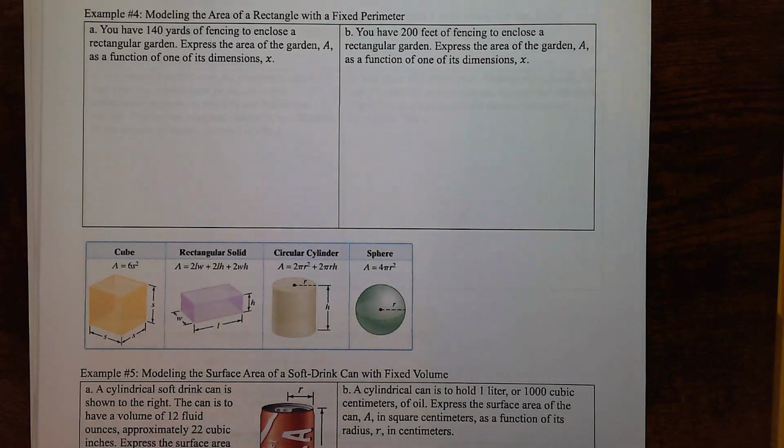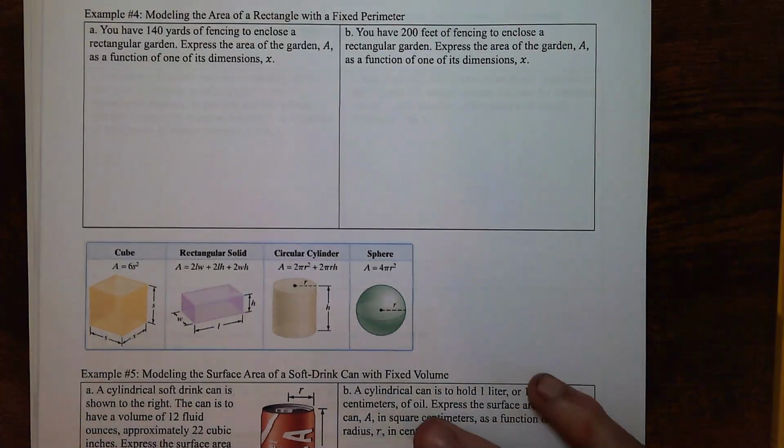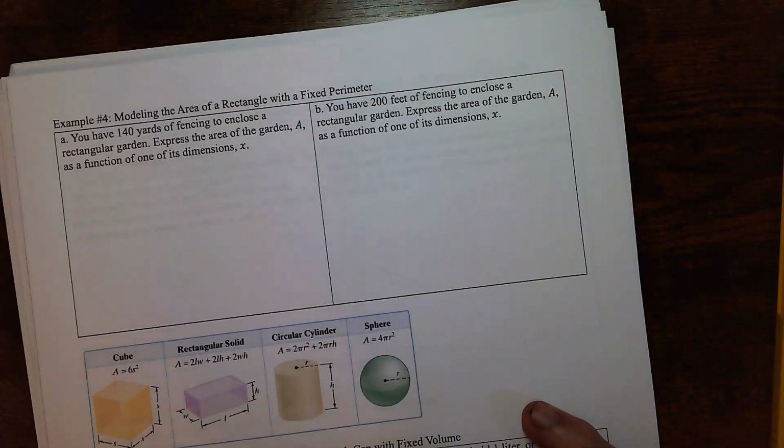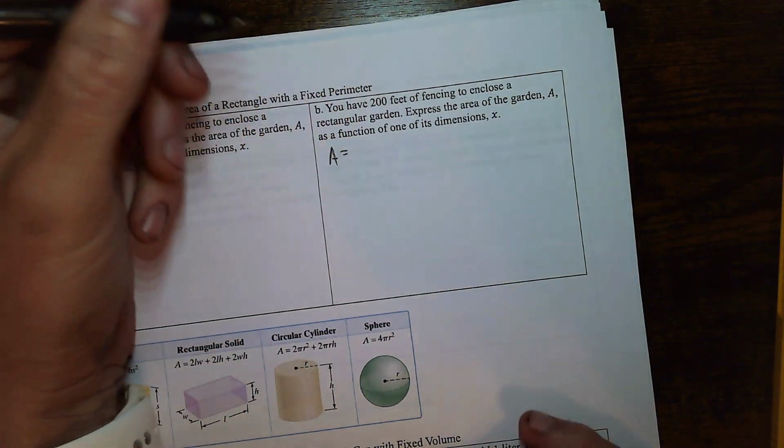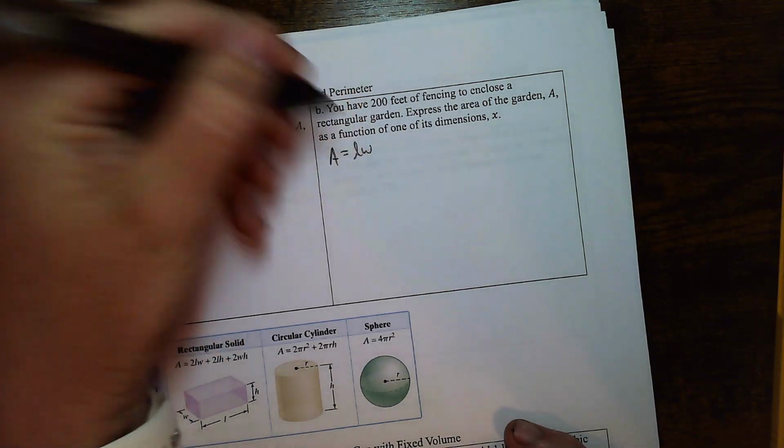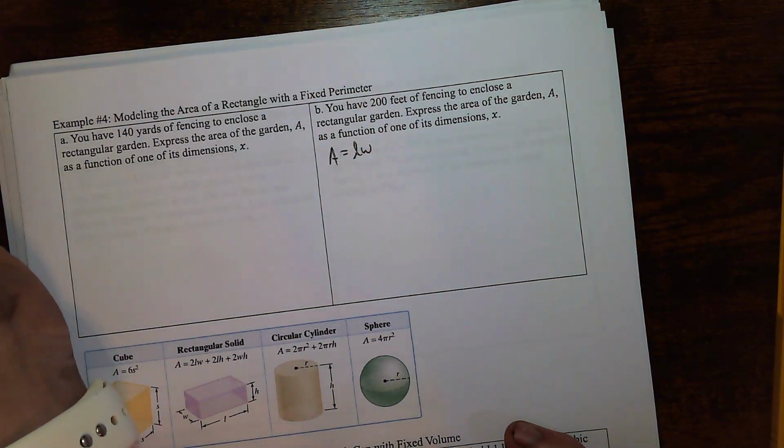All right, so you have 200 feet of fencing to enclose a rectangular garden. Express the area of the garden as a function of one of its dimensions. So we've got area, which we know is length times width. Okay, so that's the area.